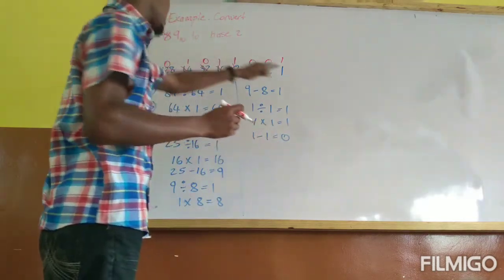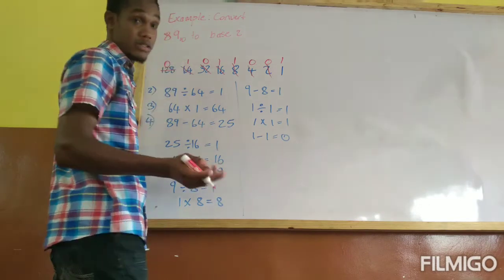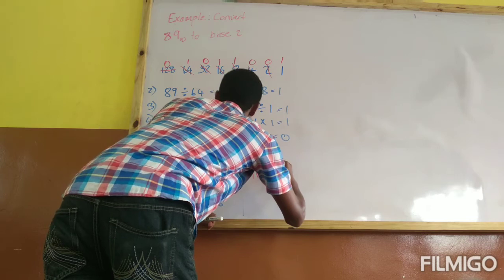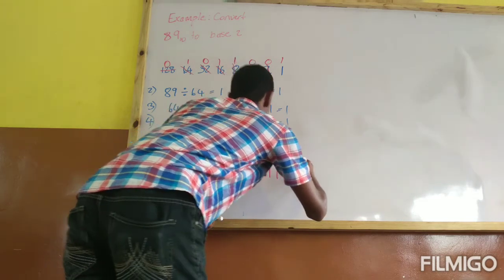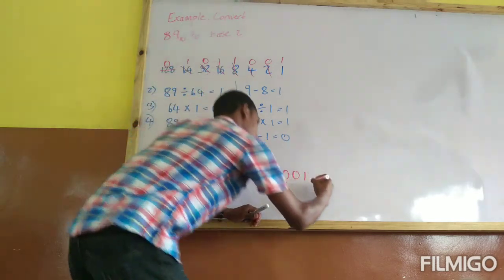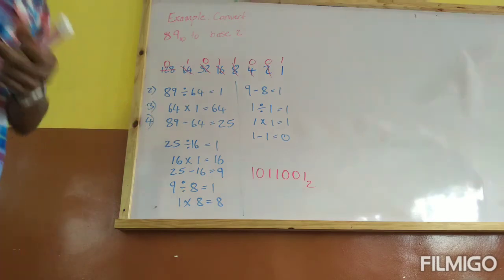So when you're going to write this as answer, you start with the first digit that's not 0. So it's 1, 0, 1, 1, 0, 0, 1. And because it's base 2, you put a little 2 beneath. And that completes your answers.